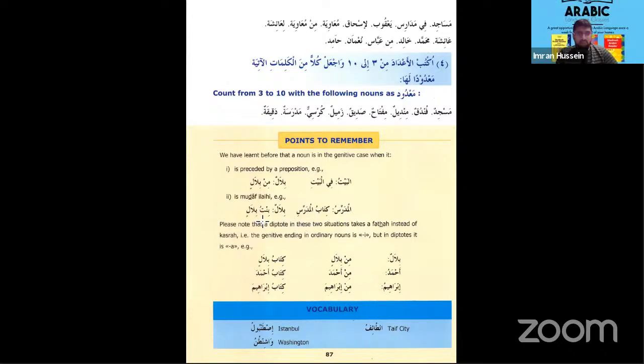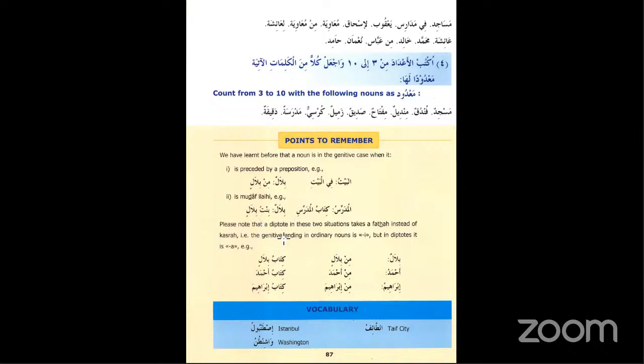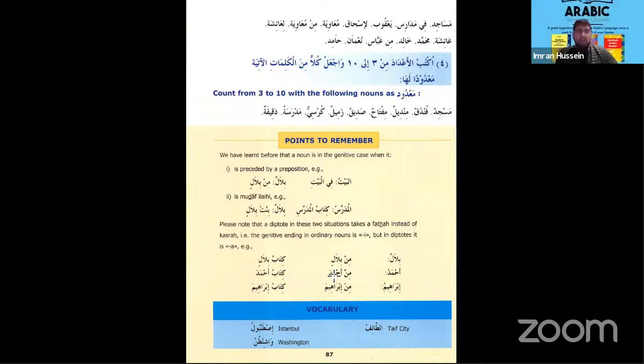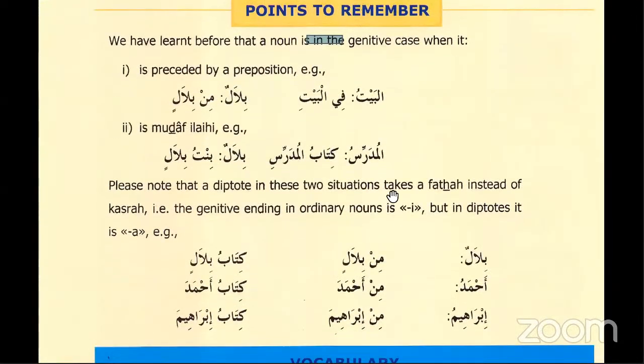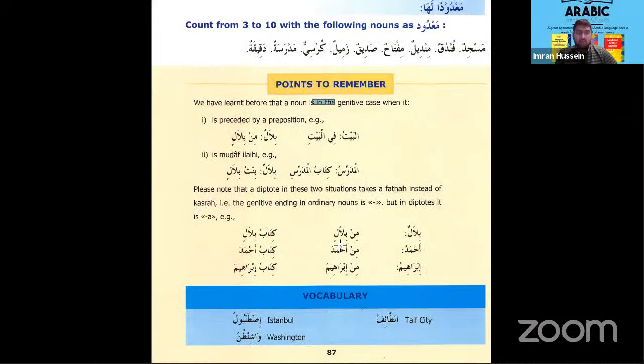Bilalun, Bintu Bilalin. Please note that a diptot in these two situations takes a fatha instead of kasra. Example, the genitive ending in an ordinary noun is kasra, but in diptots it is fatha. Example, Bilalun min Bilalin, Kitabu Bilalin. Let's do it this way. Bilalun gets a tanween. So when min comes, it becomes kasra tanween. Min Bilalin, kasra tanween.